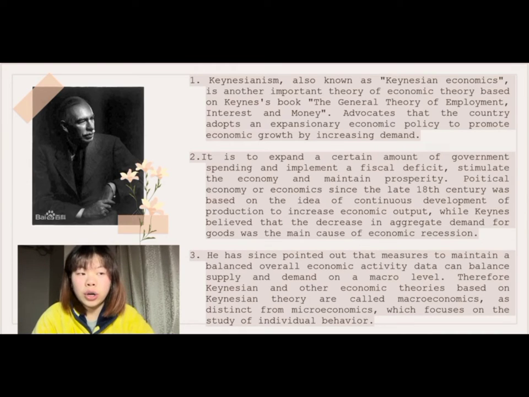Political economy or economics since the late 18th century was based on the idea of continuous development of production to increase economic output. While Keynes believed that the decrease in aggregate demand for goods was the main cause of economic recessions, he pointed out that measures to maintain balanced overall economic activity can balance supply and demand at a macro level. Therefore, Keynesian and other economic theories based on Keynesian theory are called macroeconomics, as distinct from microeconomics, which focuses on the study of individual behavior.